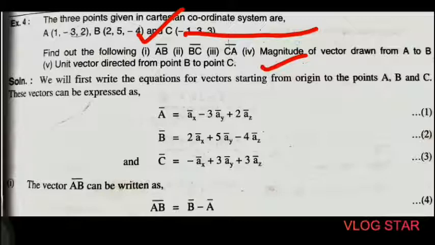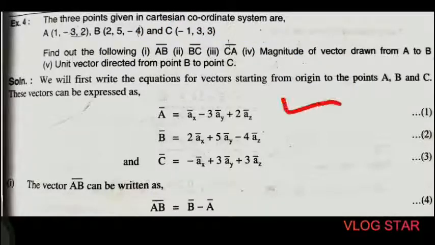So the vectors can be expressed as follows. First, A is given, that is A bar having coordinates 1, -3, 2. So the equation of A bar is equal to ax bar -3 ay bar plus 2 az bar. Similarly for B, 2ax bar plus 5 ay bar minus 4 az bar, and for C it is -1 ax bar plus 3 ay bar plus 3 az bar.